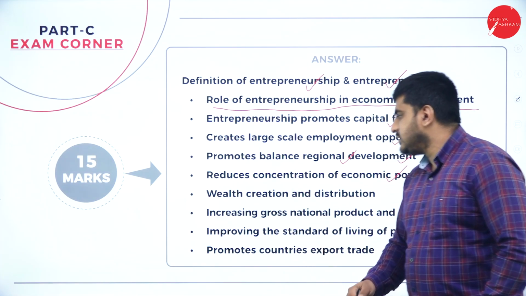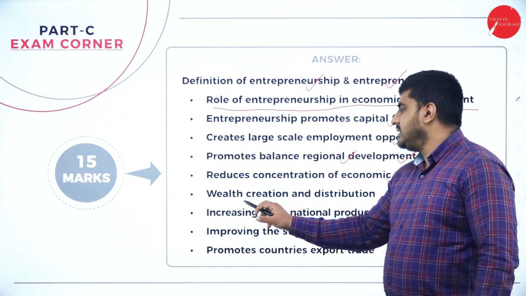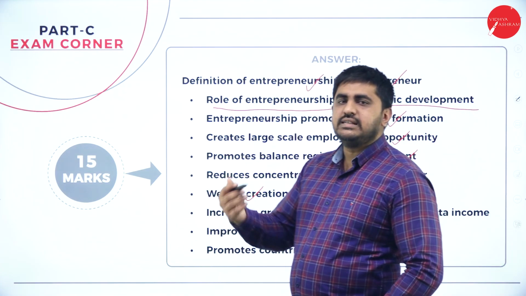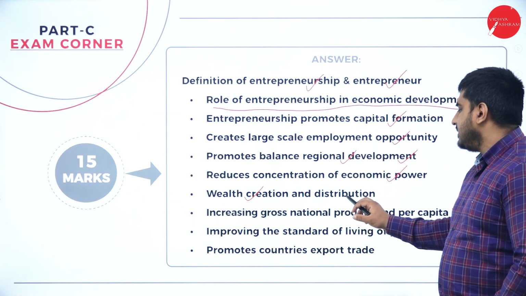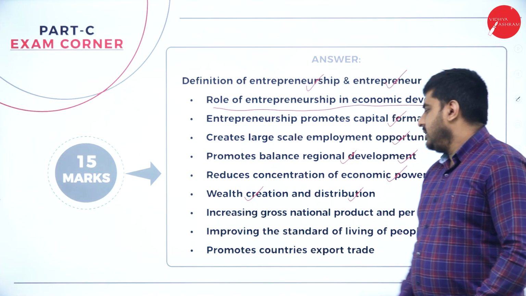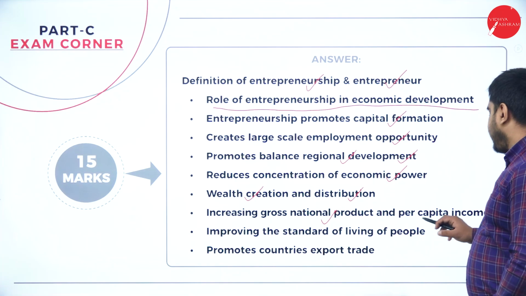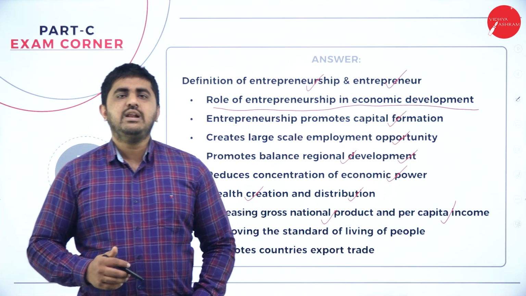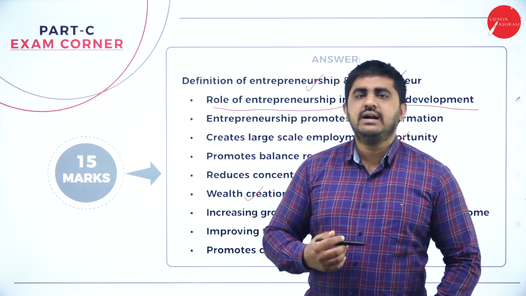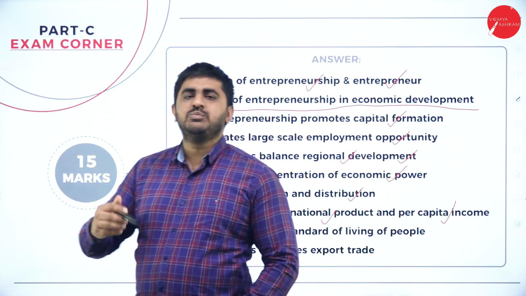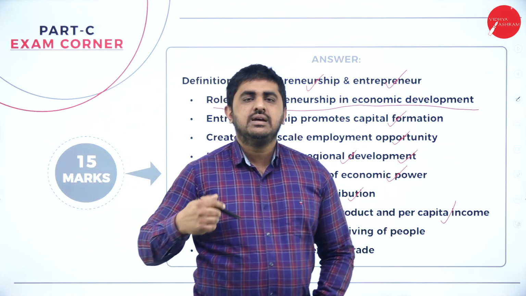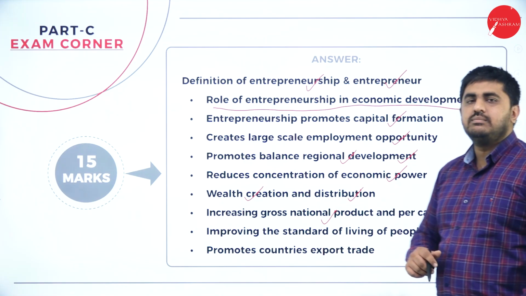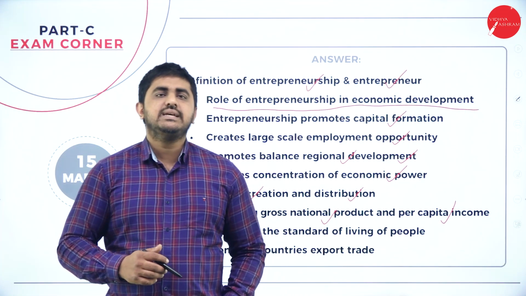Wealth creation and distribution. It is also involved in wealth creation. It generates employment, it creates revenue, and it also distributes it among the people. That is the meaning. Increasing gross national product and per capita income. It increases gross national product, that is, the total value of all the goods and services sold in a particular country. More entrepreneurs means more products, and more products means GNP is increasing. Then here we see what is per capita income.